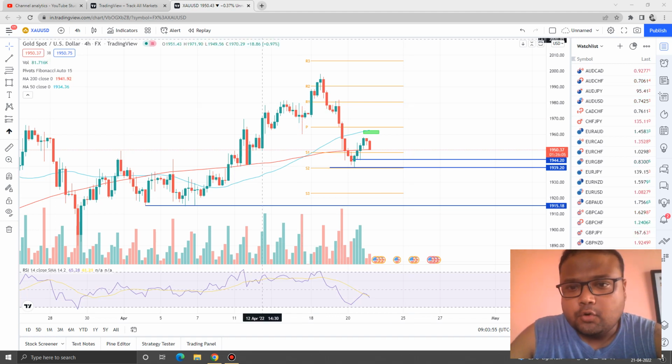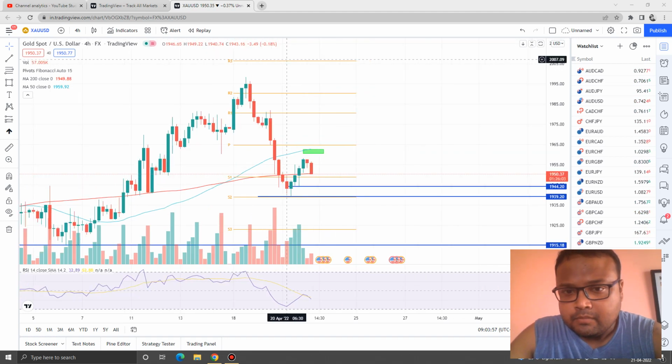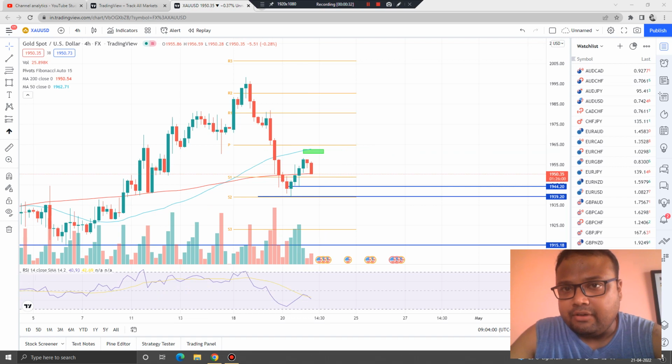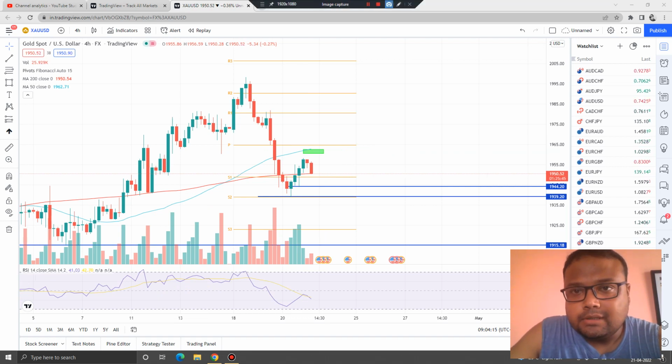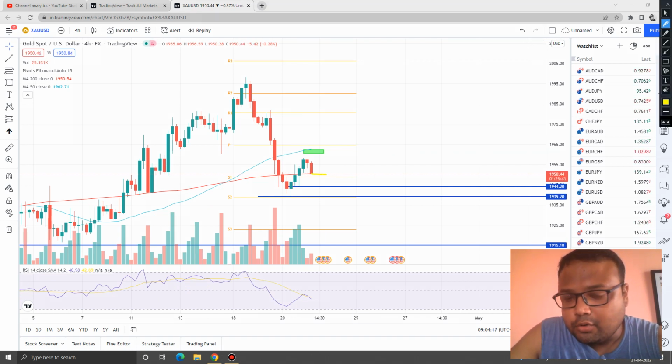So this is the Forex chart of gold USD in front of us. And right now gold is trading at 1950. This is the current market price of gold here.